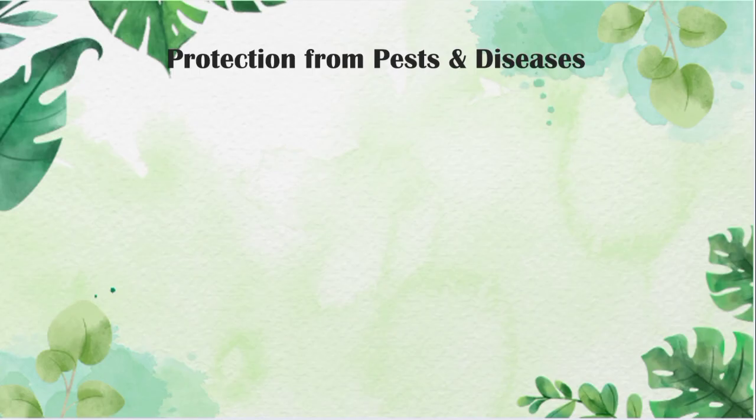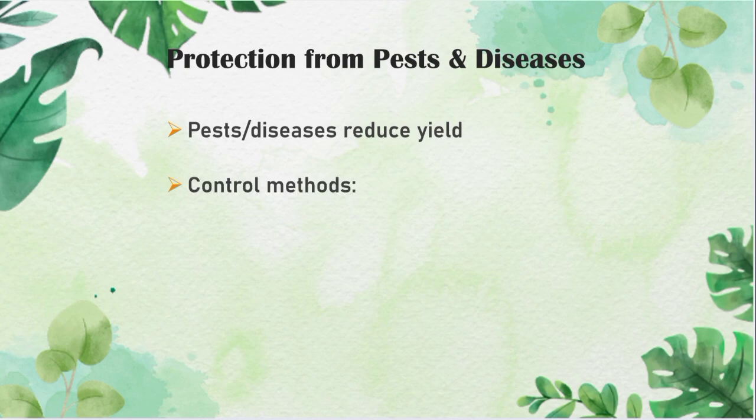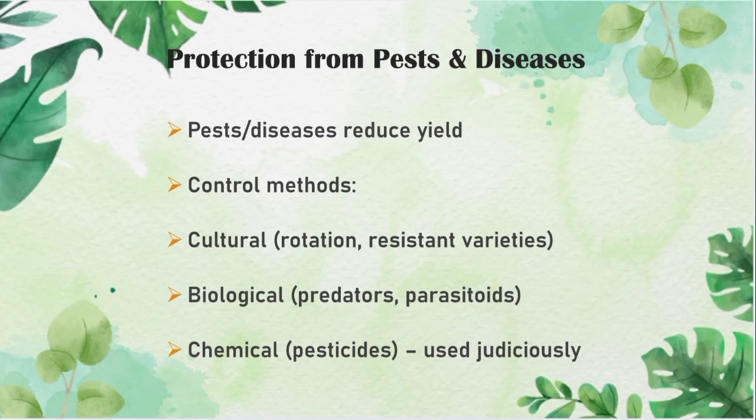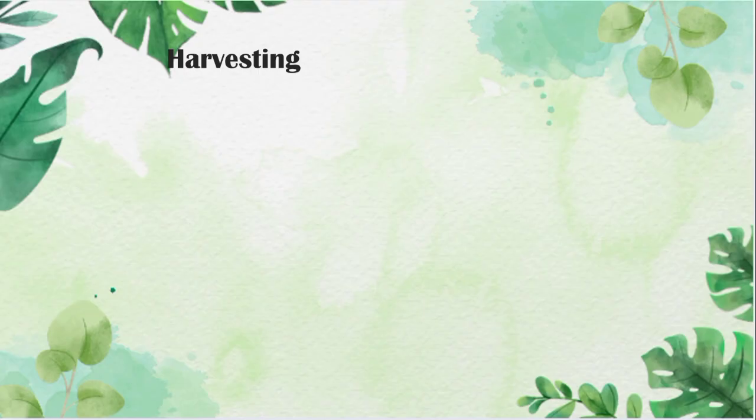Protection from pests and diseases. Pests and diseases can seriously reduce crop yields. Farmers use different control methods like cultural methods, crop rotation, and using resistant varieties. Biological methods, using natural predators and parasitoids. Chemical methods, spraying pesticides, but only when necessary and in limited amounts. This balanced approach helps protect both crops and the environment.